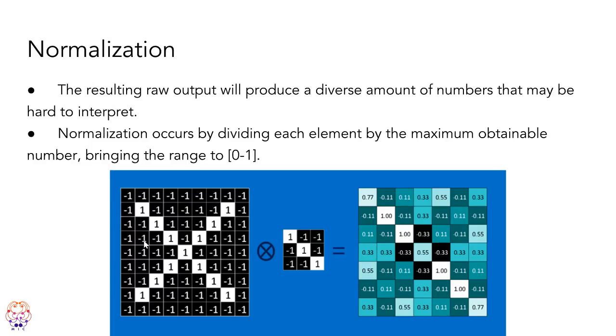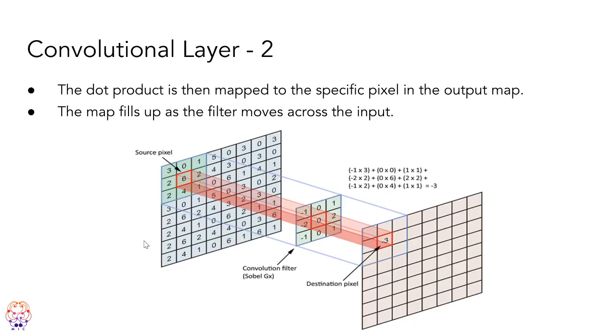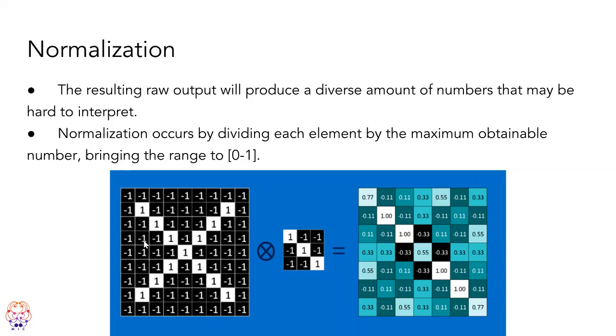Okay, and then what we're going to do next, if we go back actually, we're going to see that the output here is -3. But you might be like, what does -3 mean? It doesn't mean anything to you. And so that's why we're going to normalize it. So essentially what normalization is doing is it takes your output from the dot product, so back here.